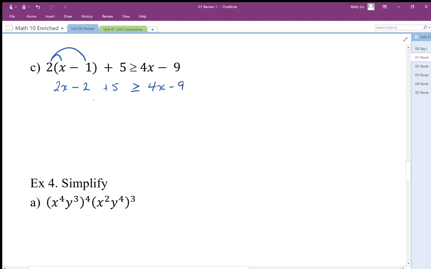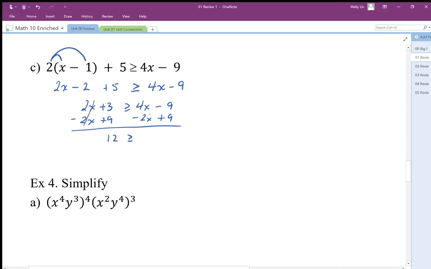Okay, so I'm going to combine my like terms here. And I'm going to try to avoid having to divide or multiply both sides by a negative by trying to move the x's to the side that's going to give me positive x's. Now I don't have to do this, but this avoids having to flip the sign. So if I subtract 2x here, subtract 2x here, I'm going to add 9 here, add 9 here. So that's my 0 pair.